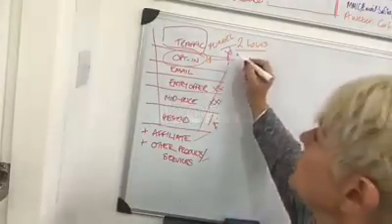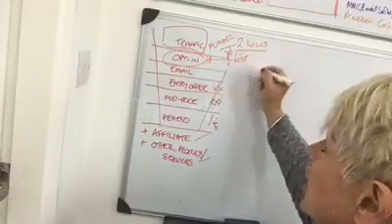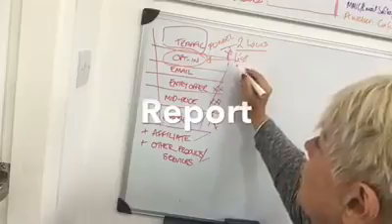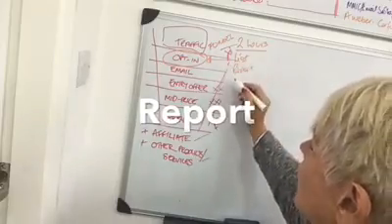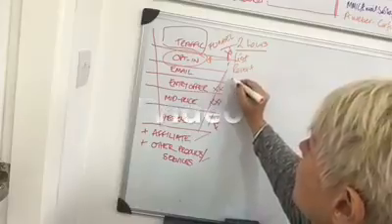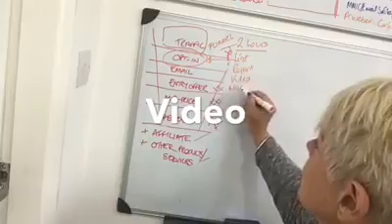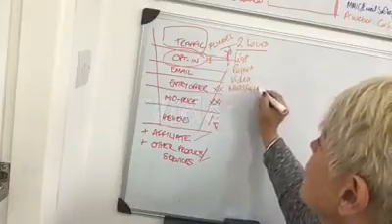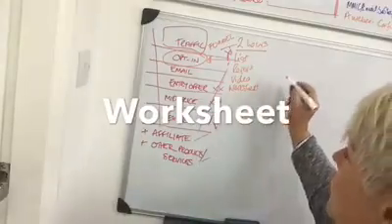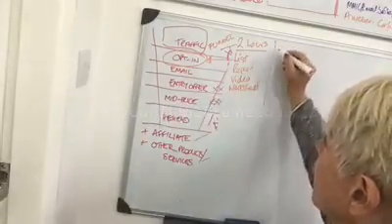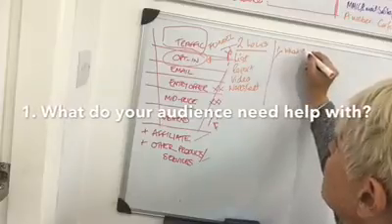So what can you produce in 2 hours? Well, you can produce a list, like a checklist. You can do a report. I'll show you that on another video, how you can get that together really quickly. You can do videos. You could do a worksheet. There's all sorts of opt-ins that you should be able to produce in 2 hours, as long as you know a couple of things. So one is, what do your audience really need help with?